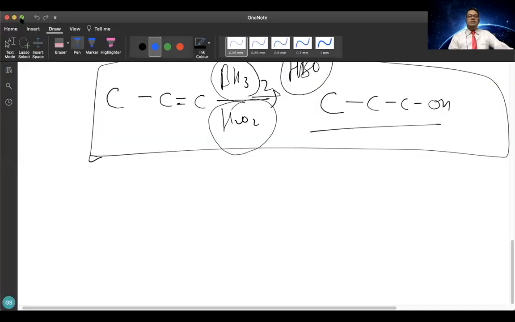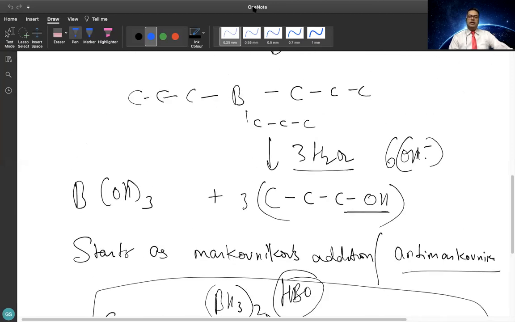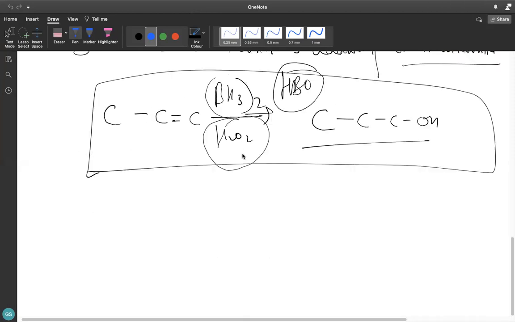So last time we were discussing the hydroboration oxidation reaction, and today we will discuss the Reimer-Tiemann reaction. So let's start with the Reimer-Tiemann reaction.